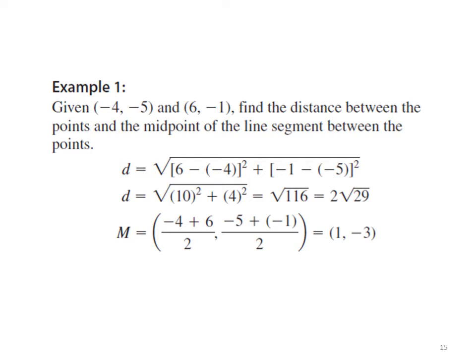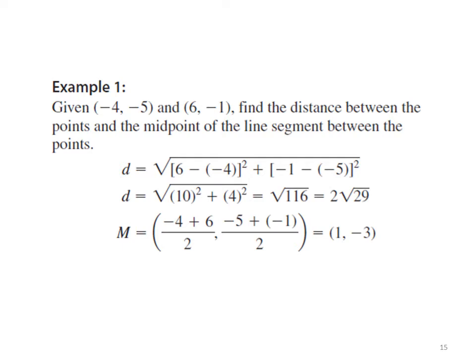The first quantity is just 10 squared, plus the second quantity is just 4 squared. This is the square root of 116, which can be simplified to 2 times the square root of 29. That represents the distance between the 2 points.